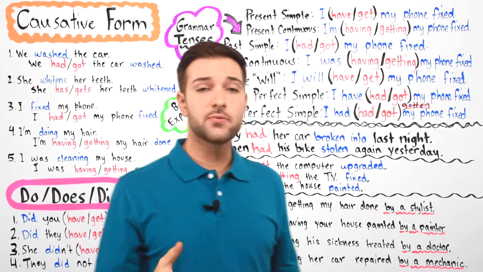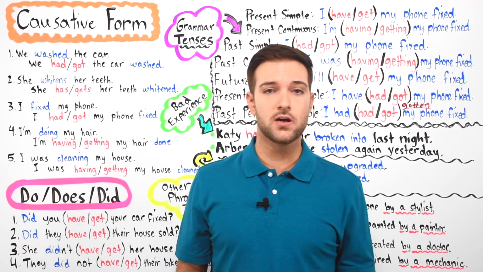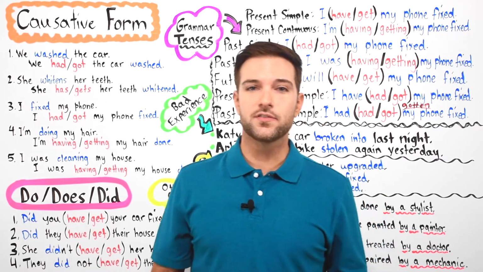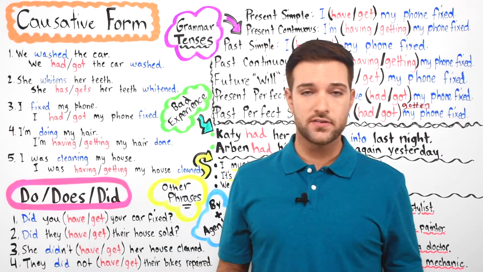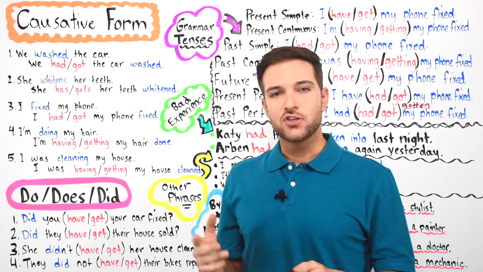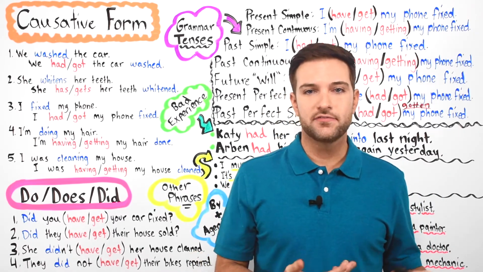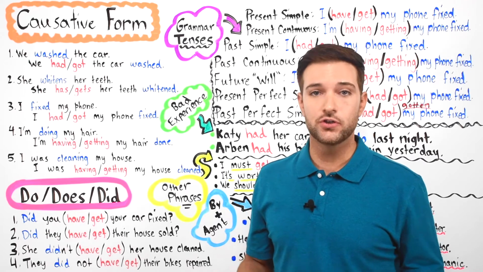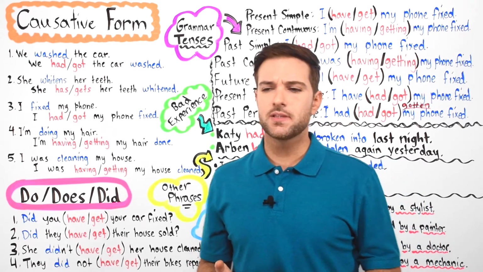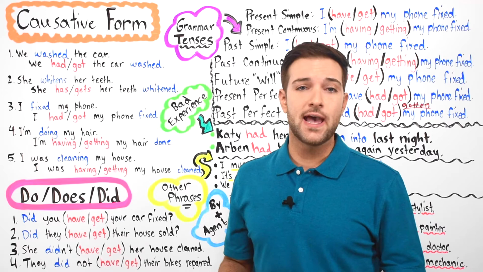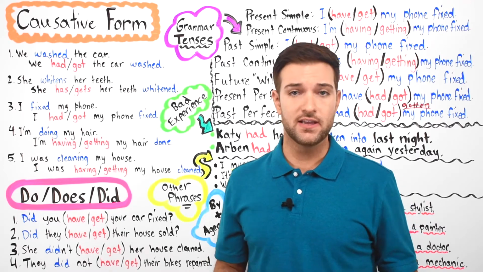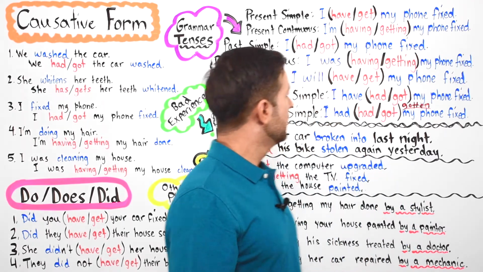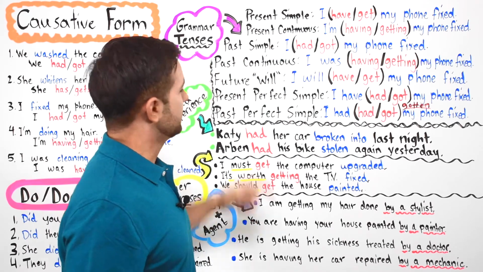Also, guys, don't forget that we have modal verbs. You know what modal verbs are. We learned about modal verbs in lessons 24 and 44. And that's like saying should, must, have to, things like this. Can, could, may, might. You could say something like, I should have my phone fixed, or I should get my phone fixed, okay? So you can use modal verbs with the grammar tenses as well.